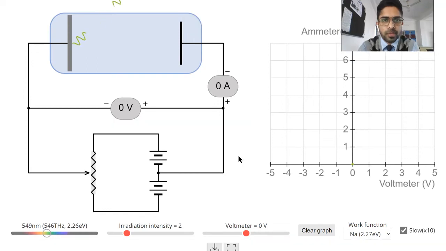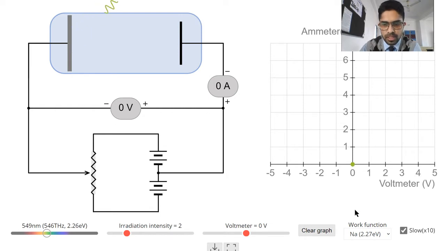Hello everyone. In this video we are going to learn the experimental setup that was used to study the photoelectric effect and the observations that were made during this experiment. Here you can see a basic circuit diagram in which we have two metal plates, one on this side, and for the simulation I have taken the metal plate on the left to be sodium.